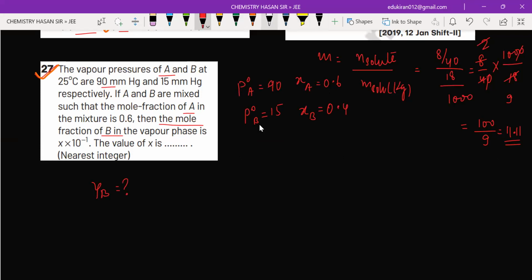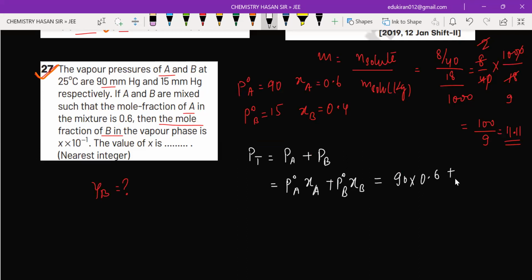So I'm going to explain this. PT will be equal to partial pressure of A plus partial pressure of B, that is P naught A chi A plus P naught B chi B. With the help of Raoult's law, you can easily apply this formula: 90 into 0.6 plus 15 into 0.4. Here it will be 54 and here it will be 6. So the total vapor pressure of the solution will be 60 mmHg.